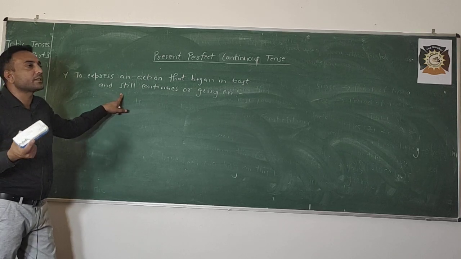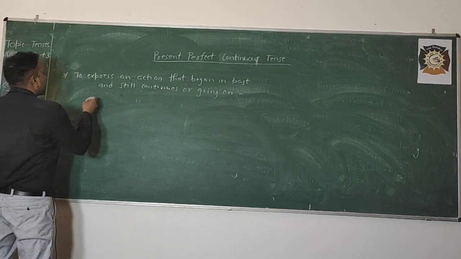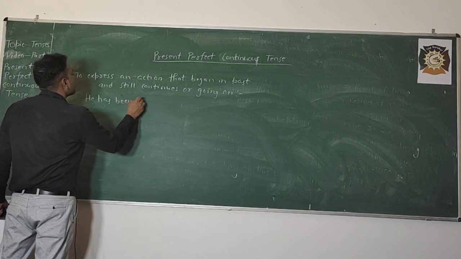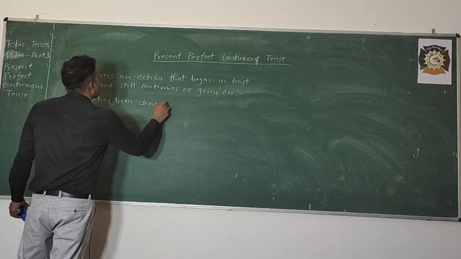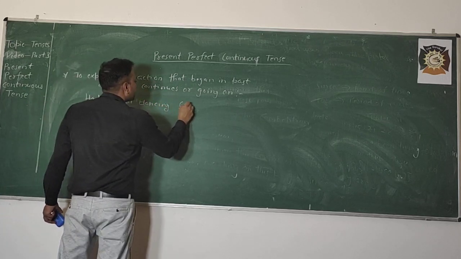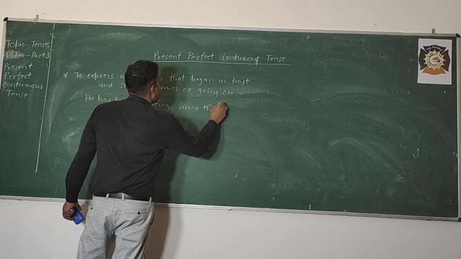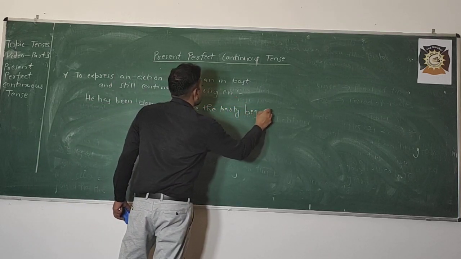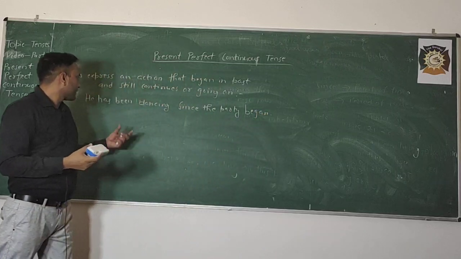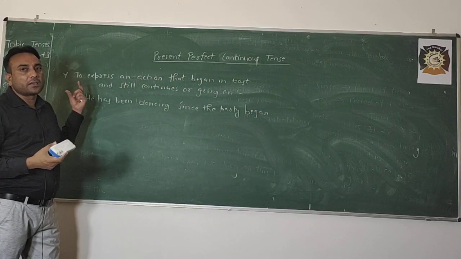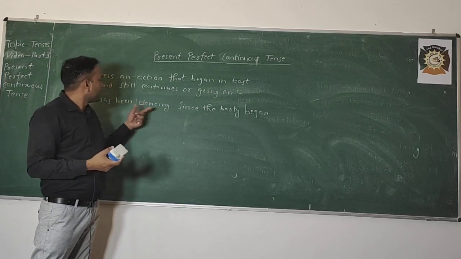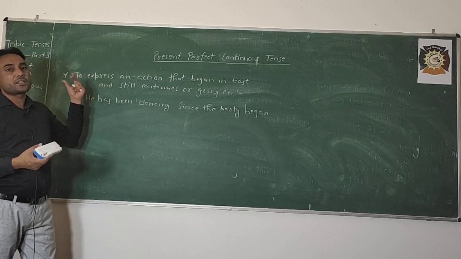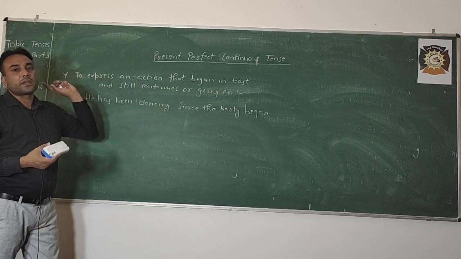He has been dancing since the party began. If I write, he has been dancing since the party began, it means the action started somewhere in the past, and he has been dancing means he was still dancing in front of everyone, but he started dancing a long time back.